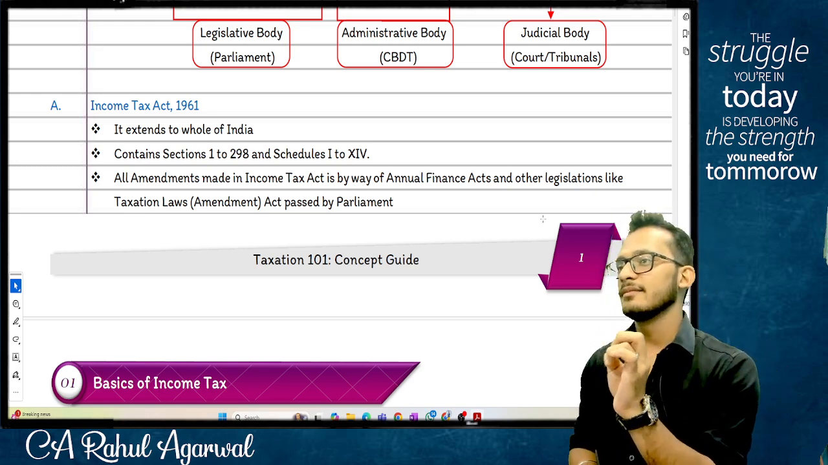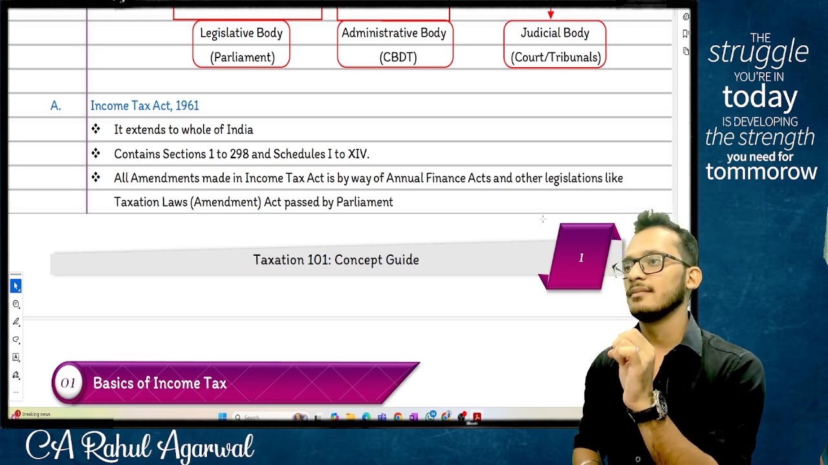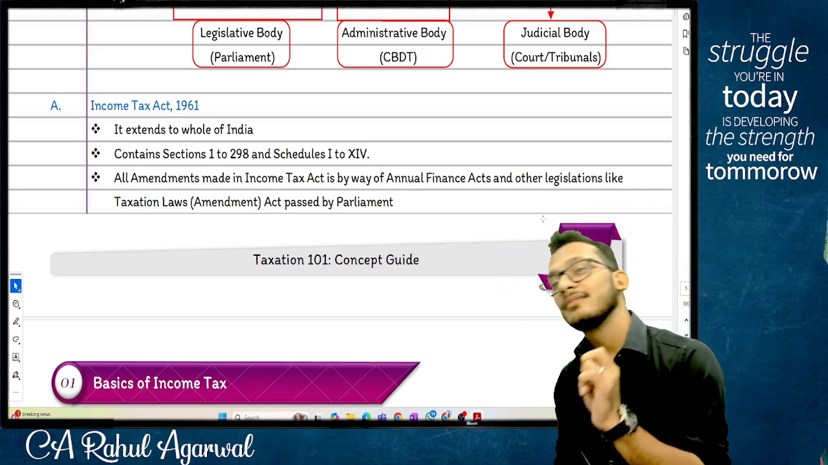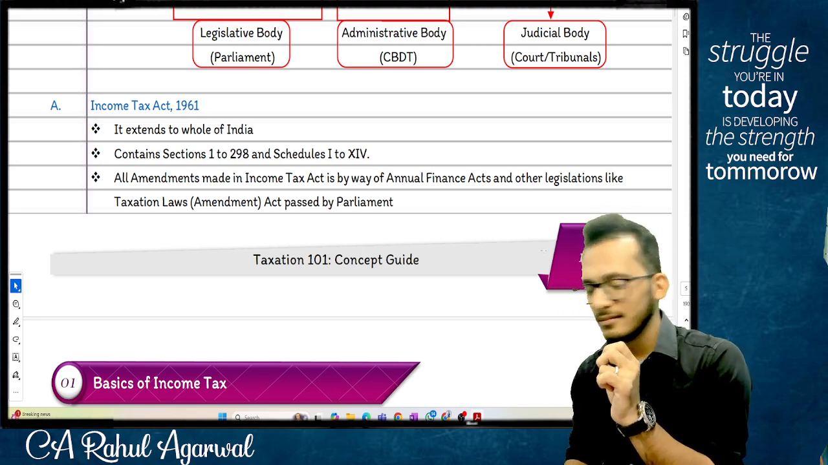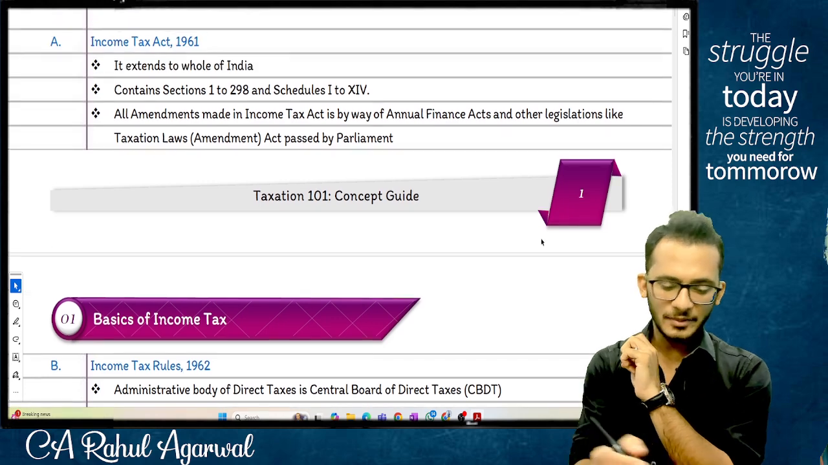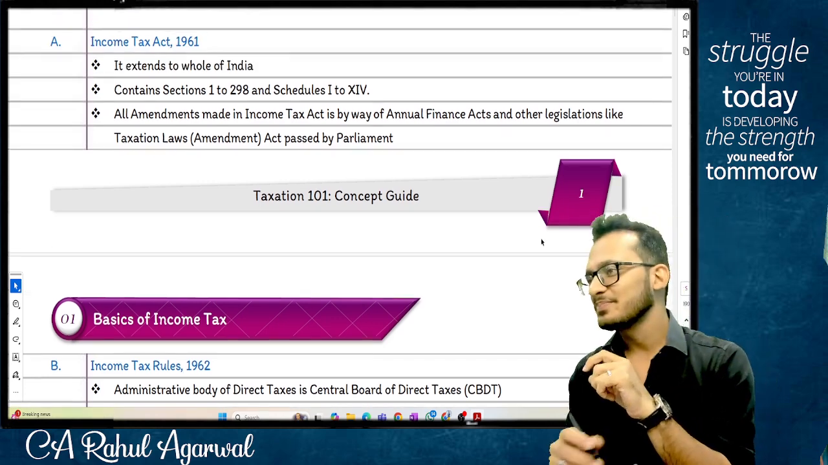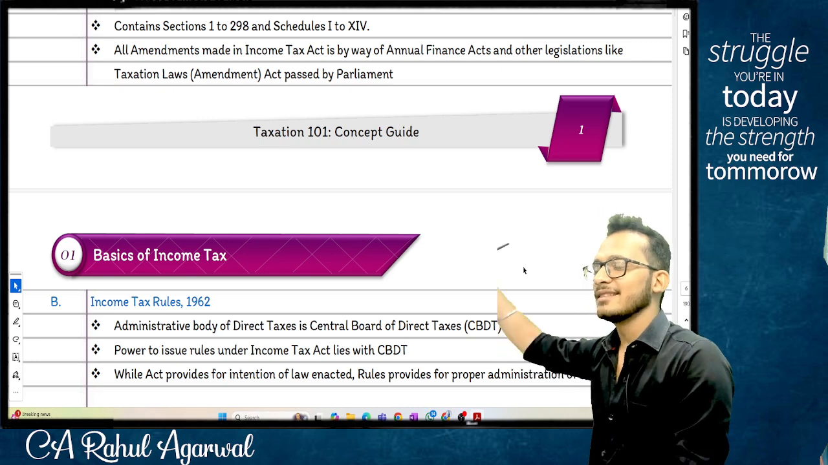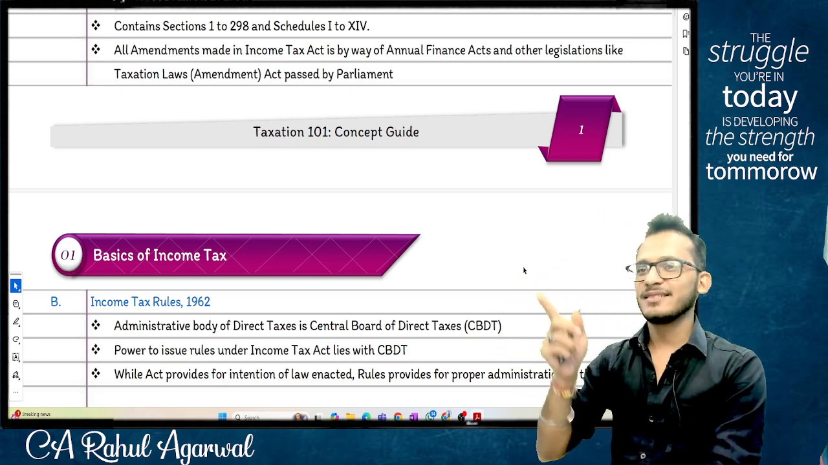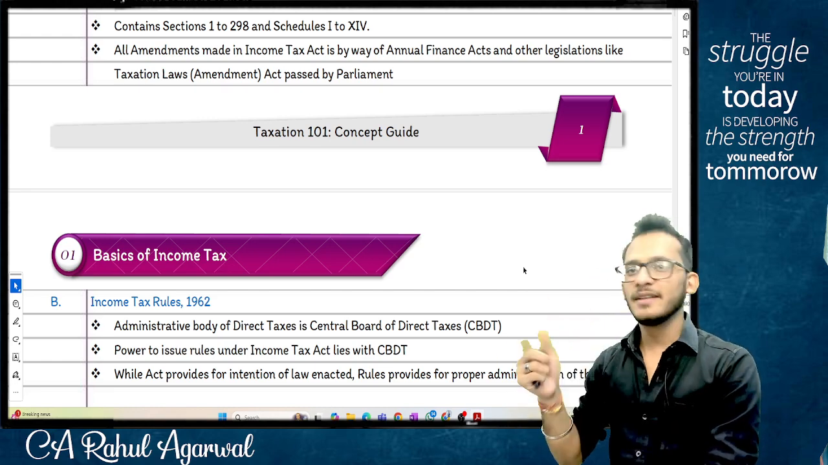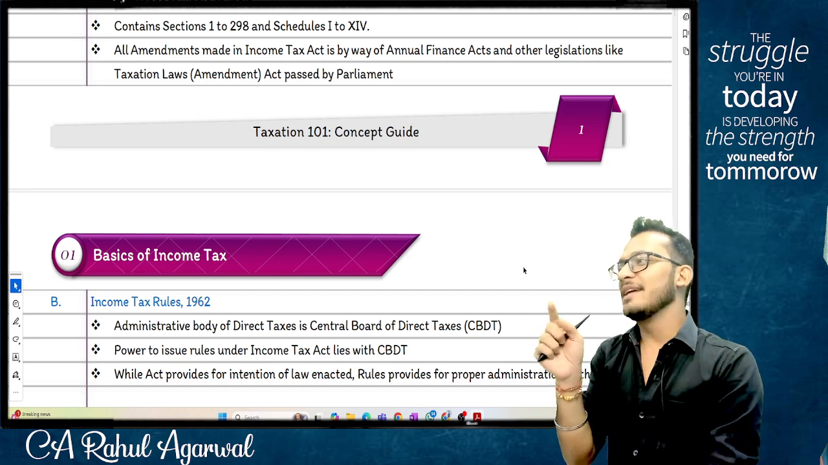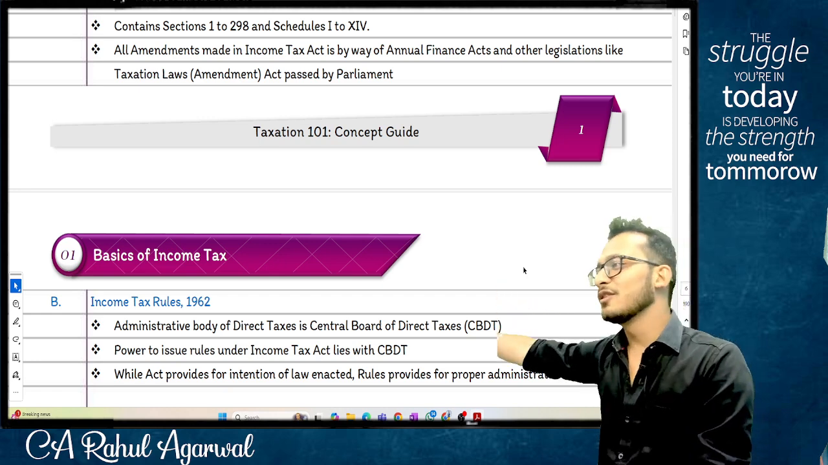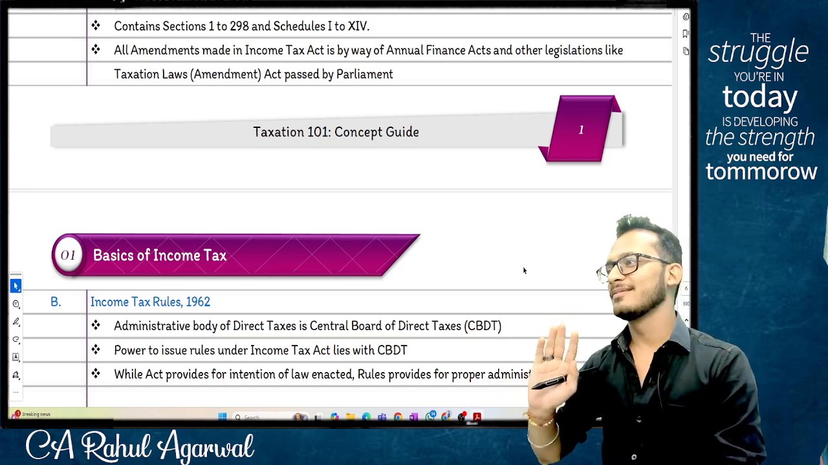Commencement should be 1st April 1961. It says 1st April 1962. Read, no? It says 1st April 1962. The rules are Income Tax Rules 1962. People, have a question. You know Companies Act 2013, Companies Rules 2014. Yes, which means the day when the act gets launched, rules also get launched. Income tax started in 1961. Rules got started in 1962. Which means 1 year there were no rules.